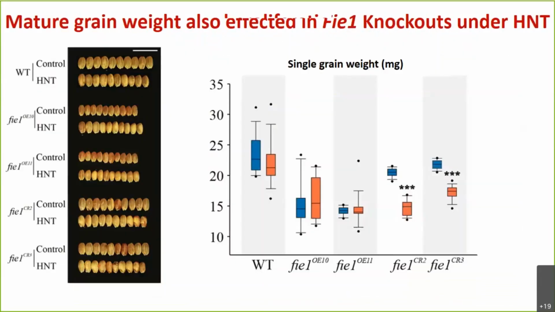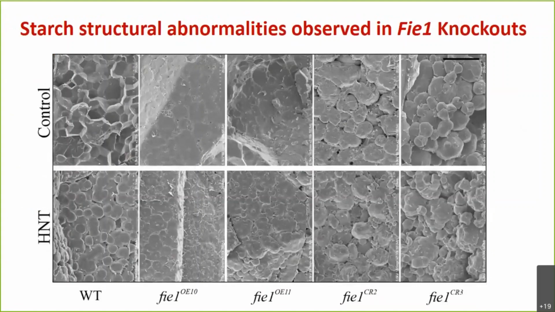Not only grain length and width, single grain weight was also significantly reduced in the Fiei1 CRISPR knockouts, due to which we asked what could be the probable reason for the reduced weight apart from the temperature increment. That was answered by the scanning electron microscopy results of the cross sections of the mature seeds, which showed that the CRISPR knockouts had more puffy starch granule structures as compared to the control starch granules, which are well packaged polygonal structures.